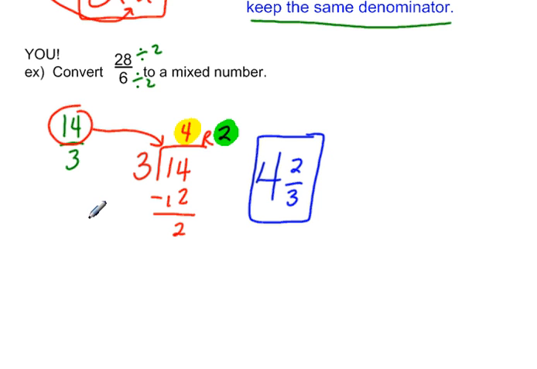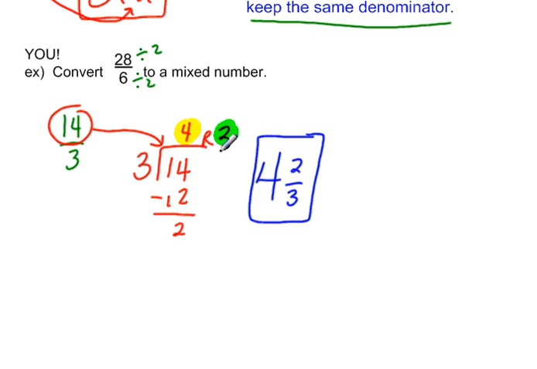Step 2 says solve by using long division. So I'm going to put 14 in the box, 3 stays on the outside, 3 goes into 14 4 times. 4 times 3 is 12. 14 minus 12 is 2. So I now have a remainder of 2.